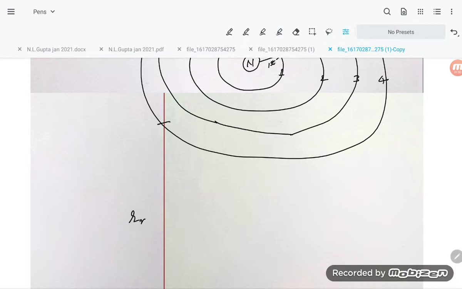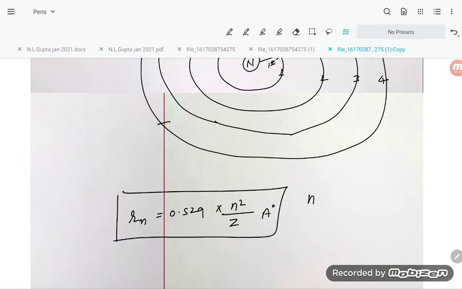Bohr gave an equation to solve for the radius. The formula is Rn = 0.529 × n² / Z angstrom. Now, dear student, this is the radius. n means the orbit number, and Z means the atomic number.